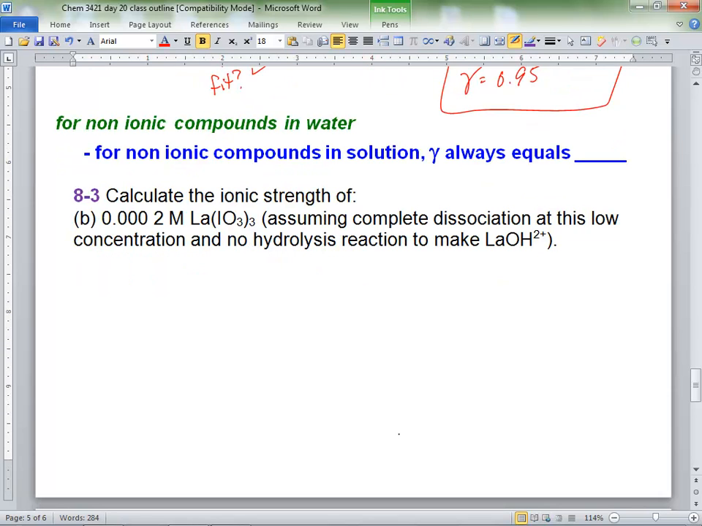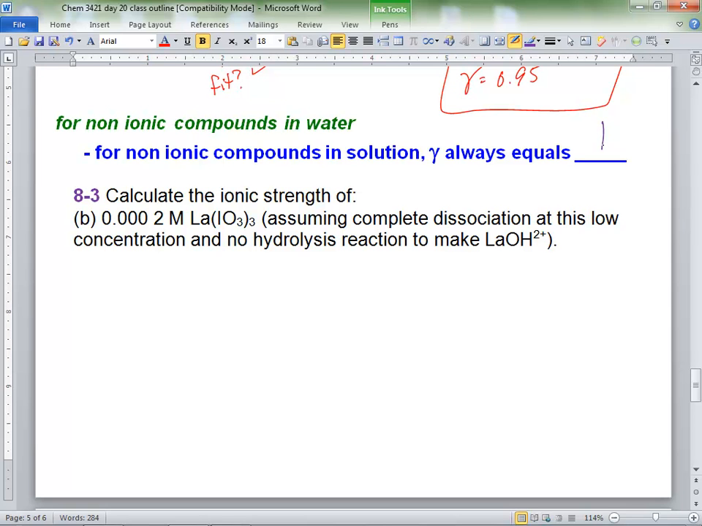Okay. Non-ionic compounds in water. For non-ionic compounds in solution, the activity coefficient, gamma, always equals 1. It's 1. There's no activity problem anymore. It's not an ion. Everything we've been doing before works great. We don't have to worry about these fudge factors.